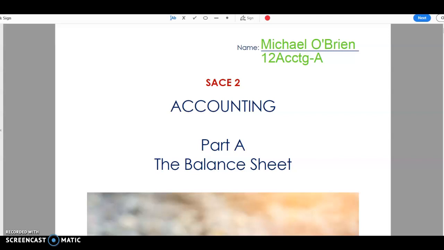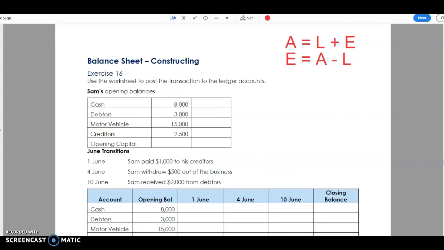So today we are looking at constructing a balance sheet, and we'll be working from this booklet, SACE 2 Accounting Part A, the balance sheet, and in particular we will be looking at exercise 16 on page 35, and here it is. I've already written up here the accounting equation. There it is, assets equals liabilities plus equity.